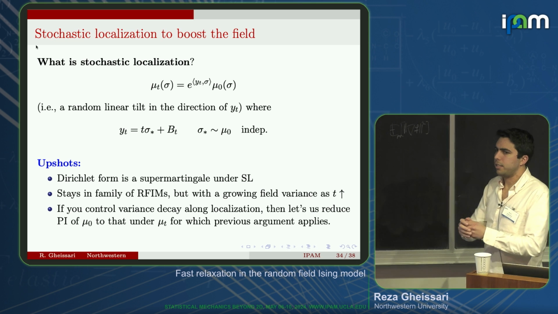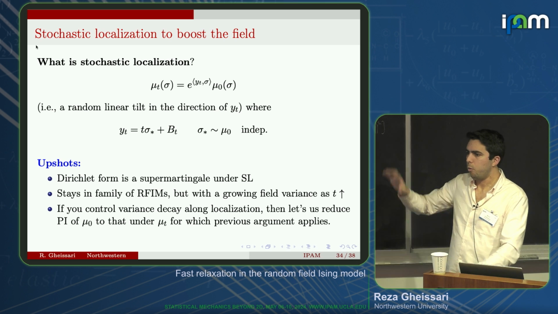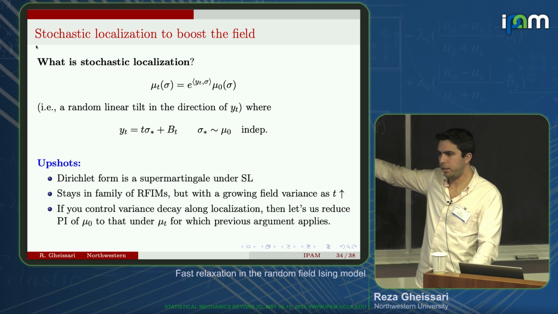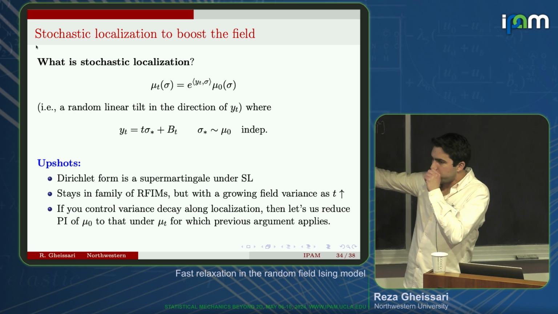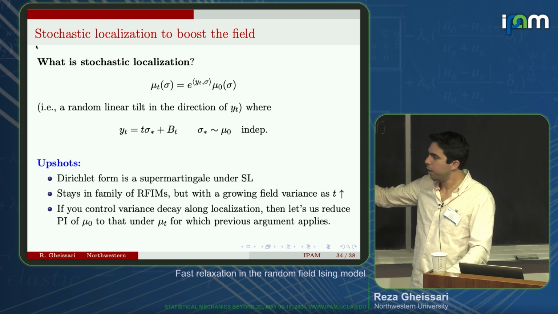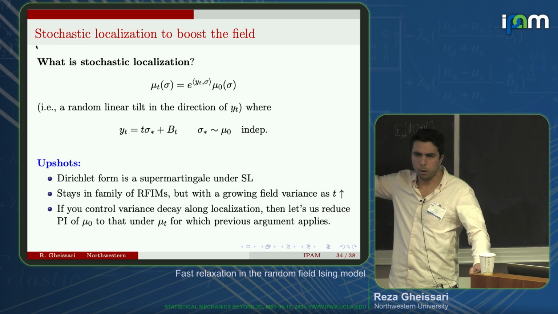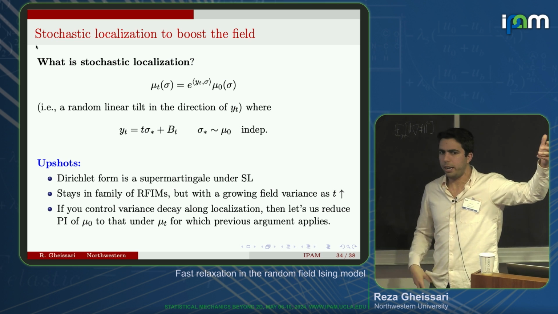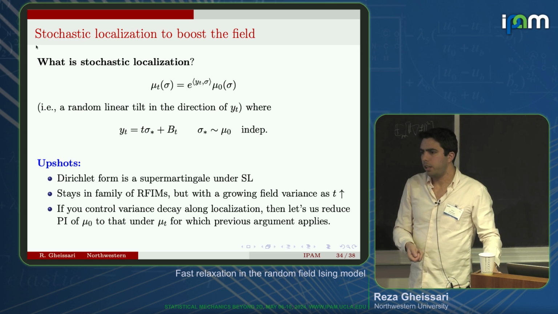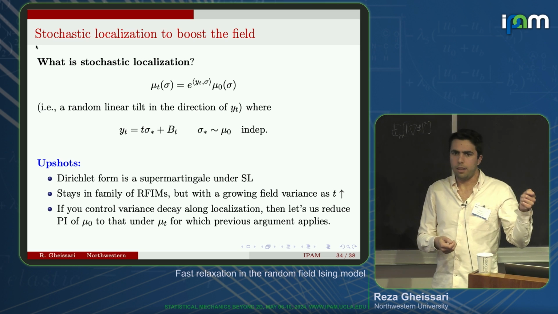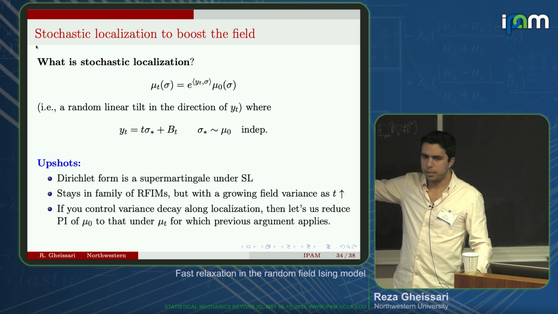So what that means is, as I'm localizing my process, if I want to get this Poincare inequality, one side of that is behaving monotonically, at least in expectation, in the way I want it to. Okay? So the Dirichlet form is moving in the right direction, and I'm staying in the family of random field Ising models with a growing field variance. So I have a Poincare inequality for the t large model. The only thing I need to say then is that between the initial time and t large, when I have a bigger field, the variance didn't decay too much.